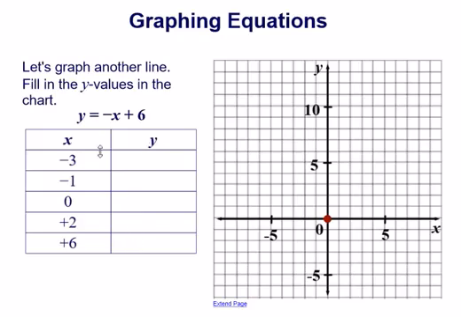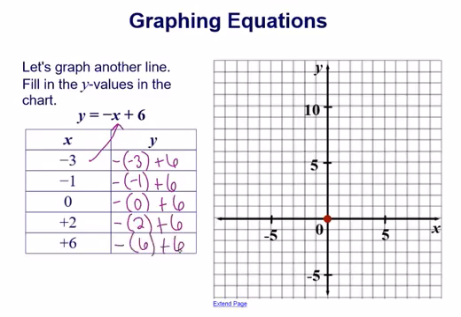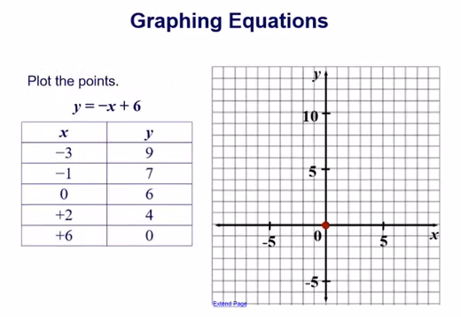So the y value for when x equals -3 will come from -(-3) plus 6. It's substituting in that x value into the equation. The y value for -1 will come from -(-1) plus 6. From x equals 0 will come from -0 plus 6. From 2 will come from -2 plus 6. And from x equals 6, the y value will be -6 plus 6. Simplifying those expressions in our y column, we're going to get ordered pairs of (-3, 9), (-1, 7), (0, 6), (2, 4), and (6, 0).